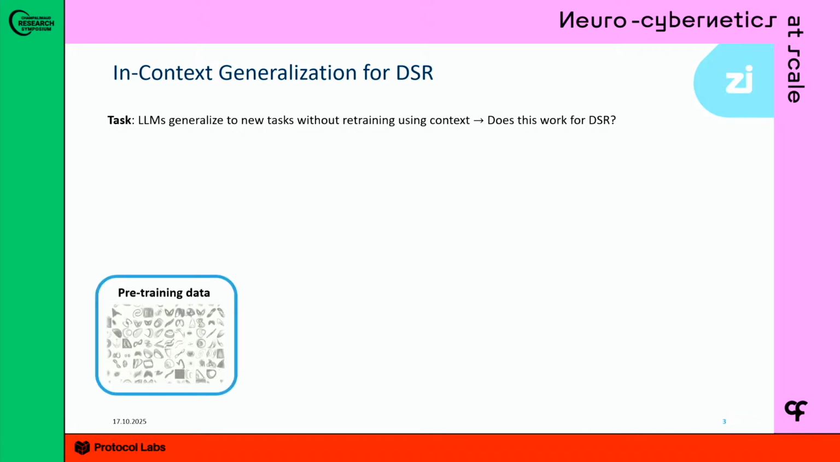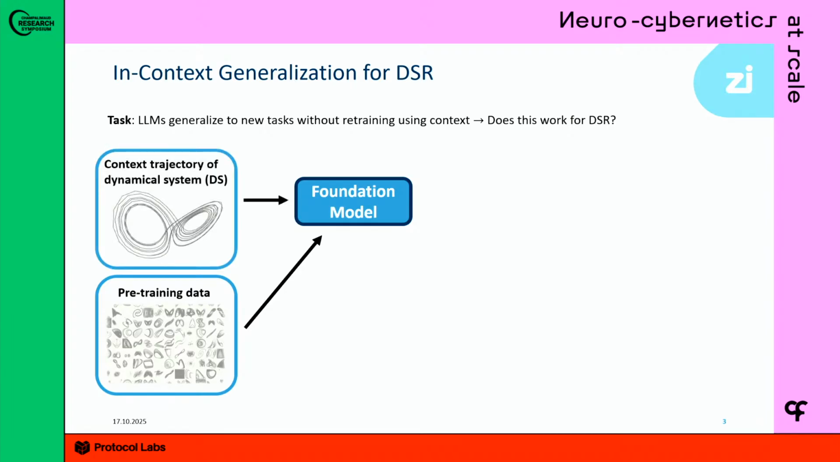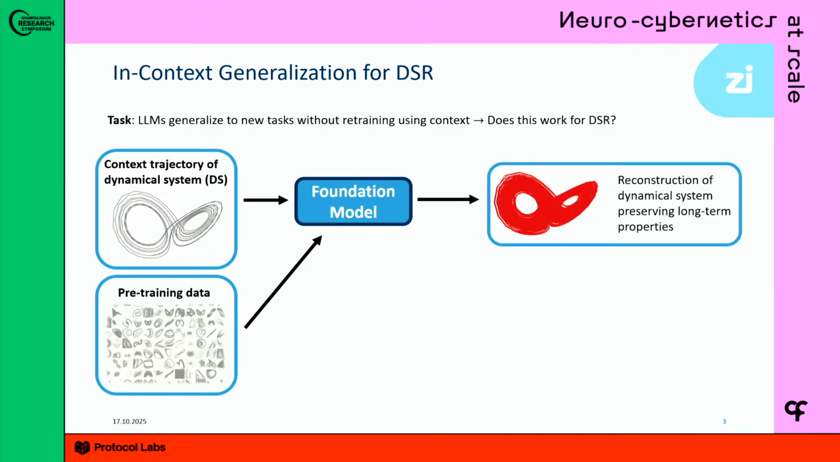So for that, we just sampled some pre-training data, so basically lots of different dynamical systems. And the idea is that we put this into a foundation model and basically pre-train the foundation model on all of this data, such that after training, I can just provide some short context trajectory of this dynamical system, and put it into my foundation model as a context, and then it should be able to reconstruct the dynamical system, including its invariant long-term properties.